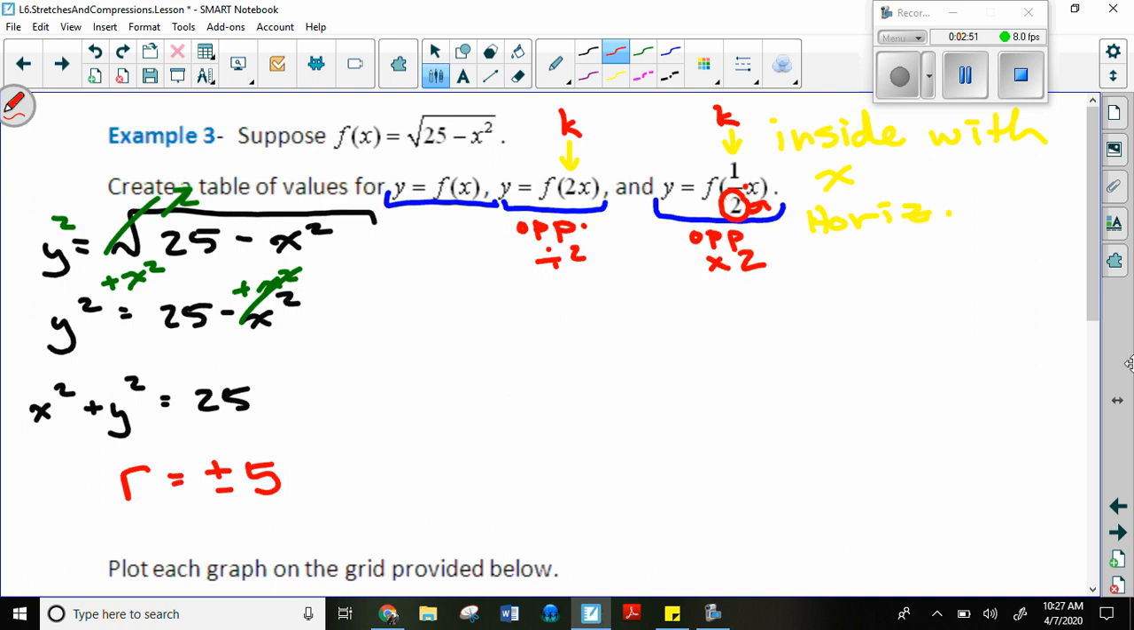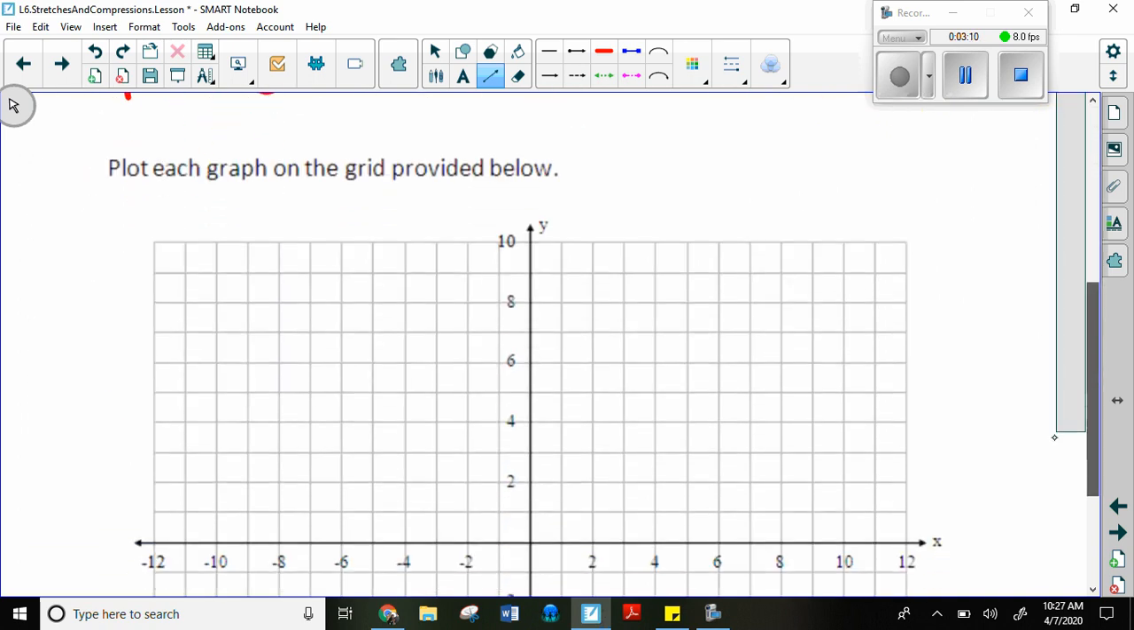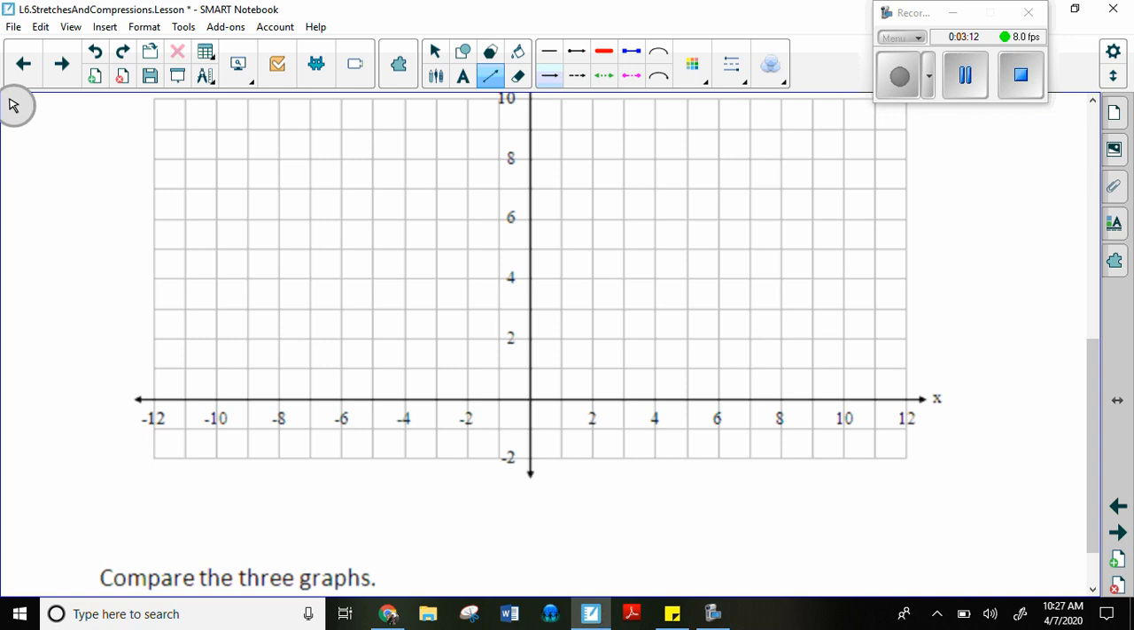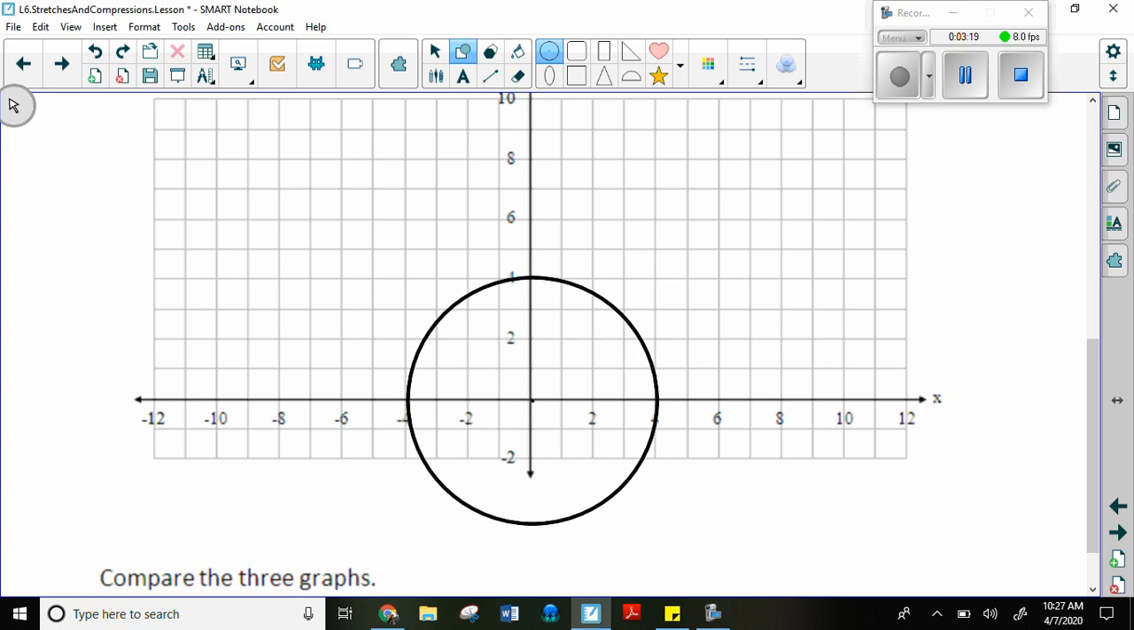So when we're creating our new table of values, it wants us to pick x values, and this is what's going to change. So I can't really create a table of values for that. I'm going to skip that. I'm going to break the rules. I'm just going to go down, and I'm going to start graphing it. I can cheat with circles. It's a nice fact. I'm going to put the middle there.